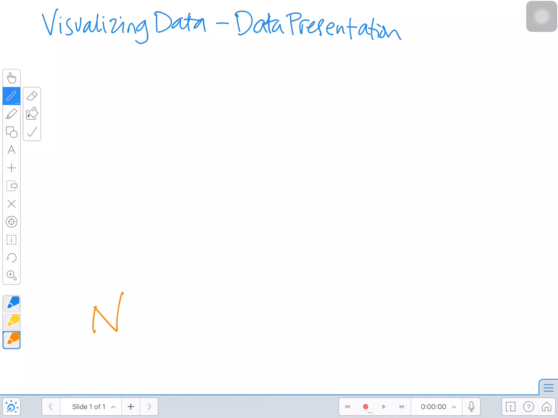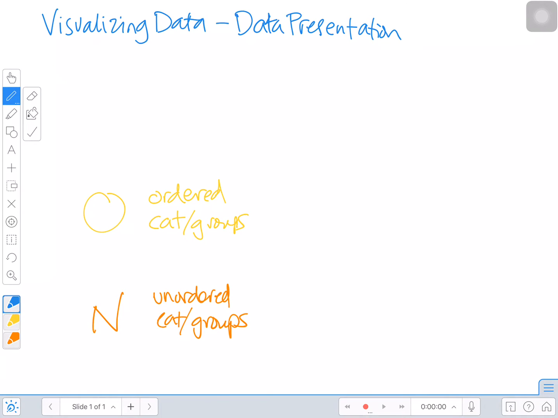We have nominal, and that is our unordered categories or groups. We then have ordinal, ord for order, and so those are ordered categories or groups. And then we have scale, and that is equally spaced intervals.